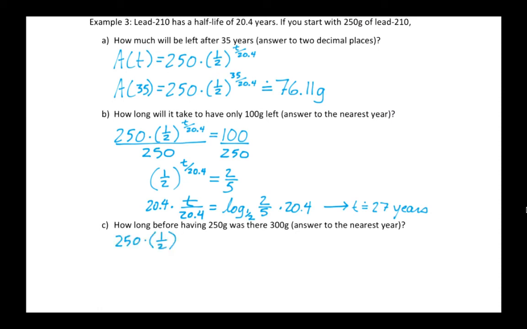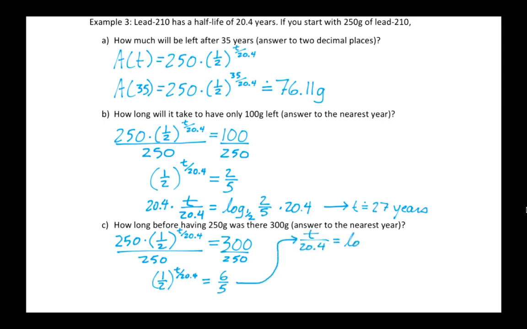So let's start with the exponential function on the left and the value we want to get to on the right. We're going to start by isolating just the 1/2 to the exponent part. Take log base 1/2 of both sides, as we did previously. And then multiply both sides by 20.4. And now check out the value that we get here. It's about -5.